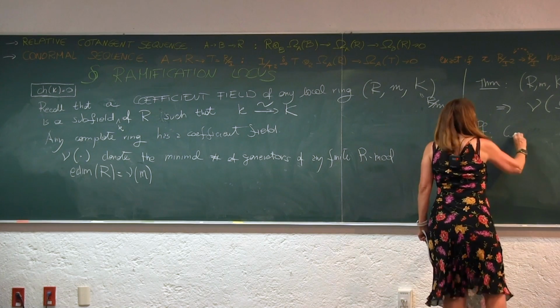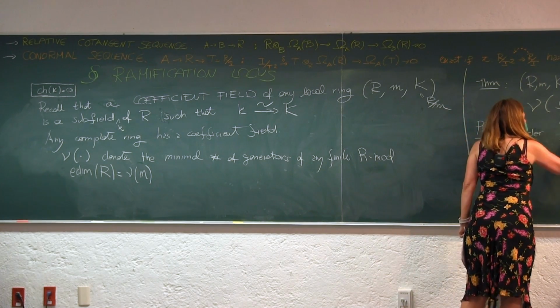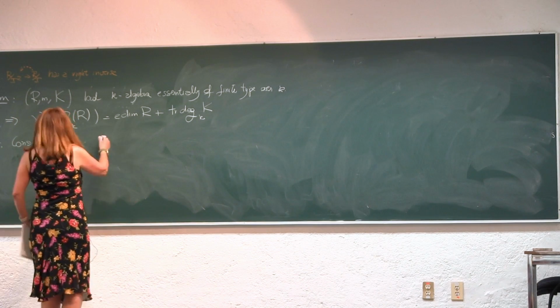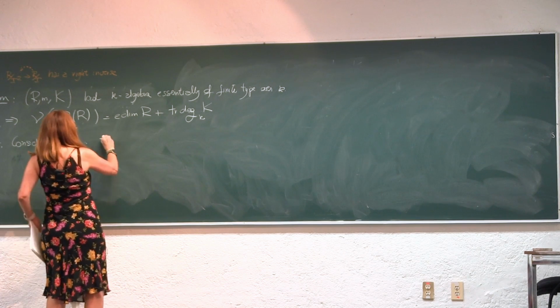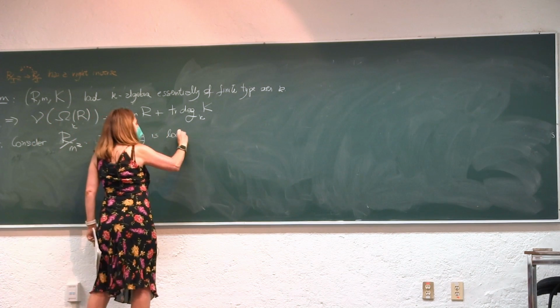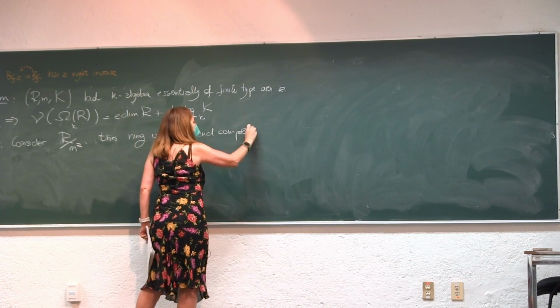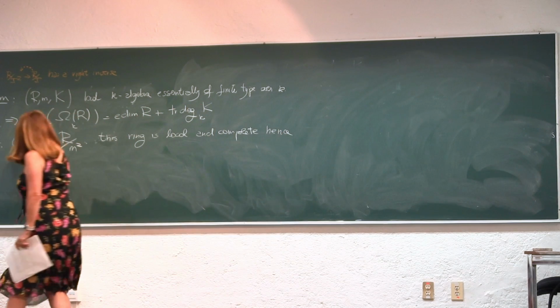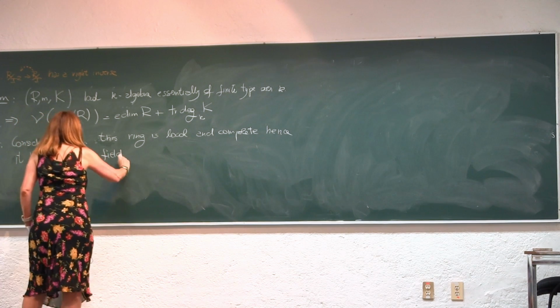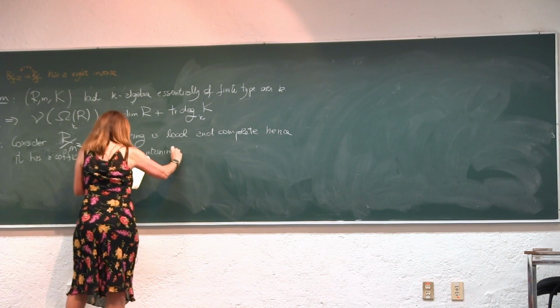So I'm going to consider R over M squared. I don't know if anybody understands why I want to consider this ring. The reason is because this ring is complete, it is M-adically complete. Right? So this ring is complete, so it has a coefficient field. All right? Which implies this ring is local and complete with respect to the maximal ideal, hence it has a coefficient field containing K.